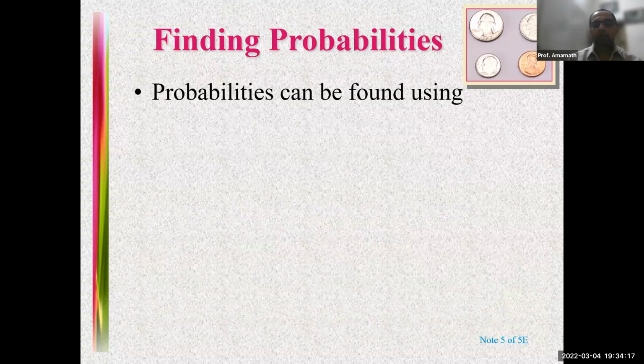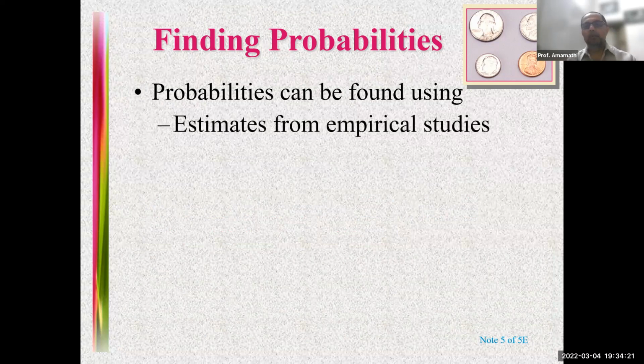So how do you find probabilities? Probabilities can be found using estimates from empirical study. From A to Z, from anthropology to zoology, all will have empirical studies, and all have to do with data analysis. We find probabilities for this. Another way is common sense estimates based on equally likely events, which we commonly do based on experience.